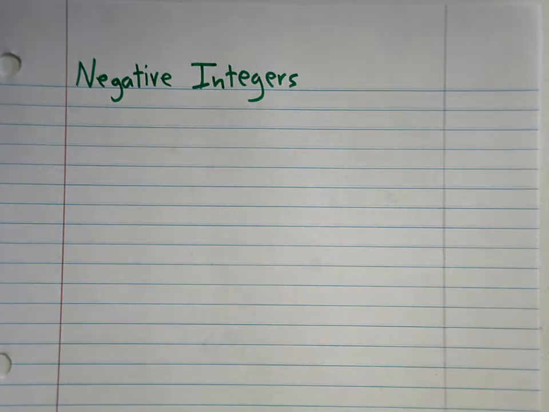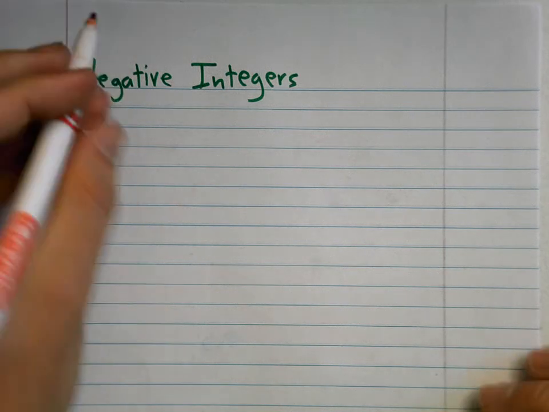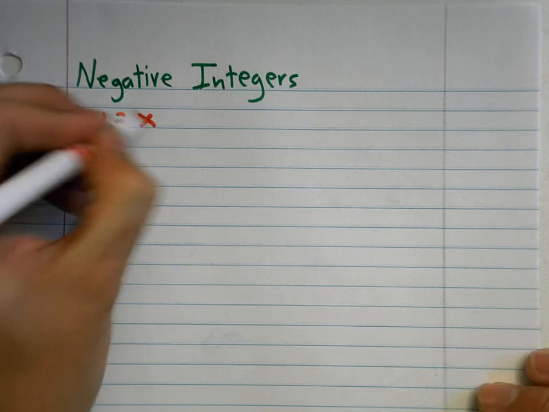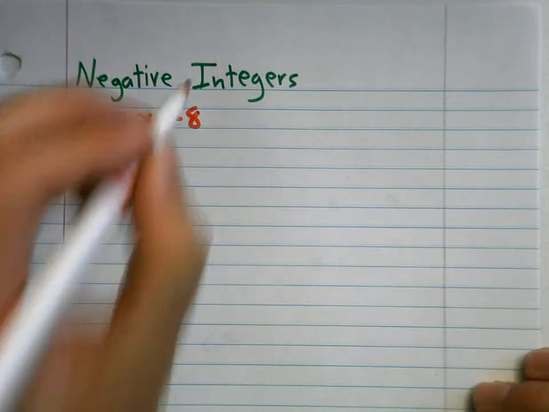Okay, you're going to see some subtraction problems in your function tables tonight where you're going to have to subtract a number that's bigger than the number you start with. So I'll give you an example of one you might see. The function might be y equals x minus 8.